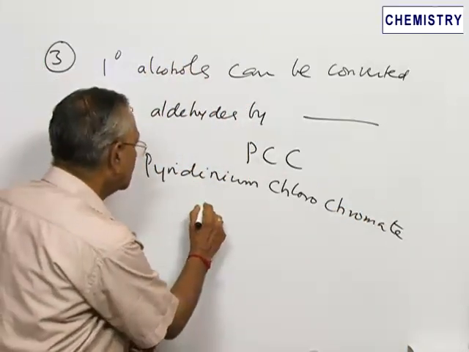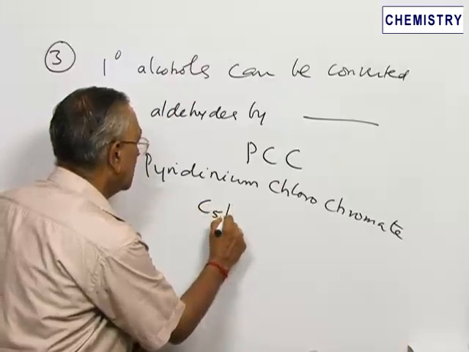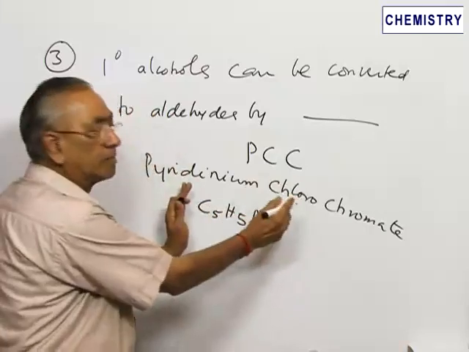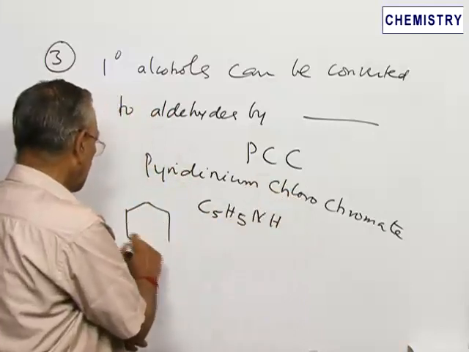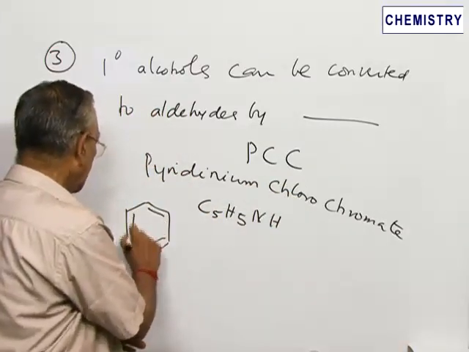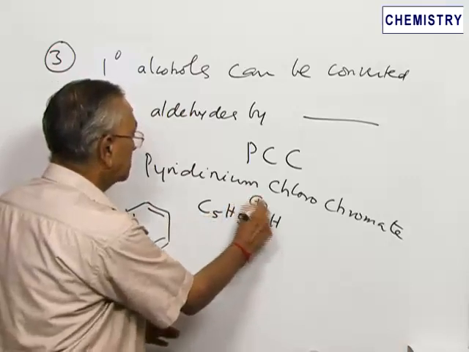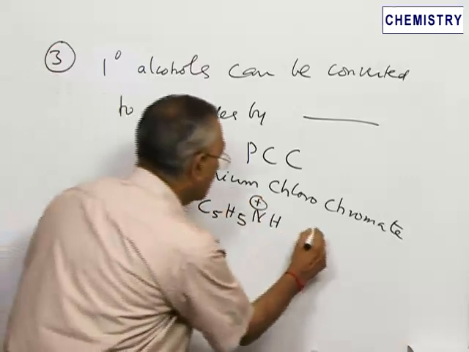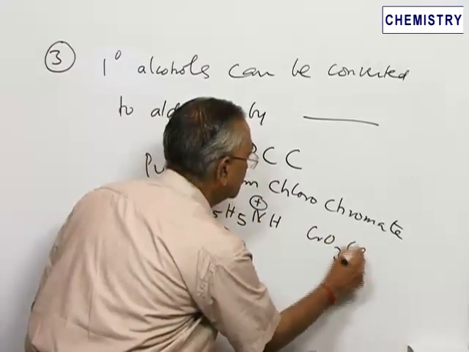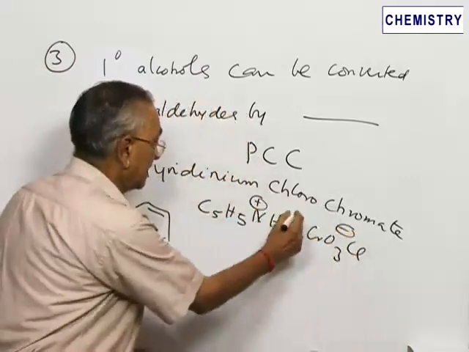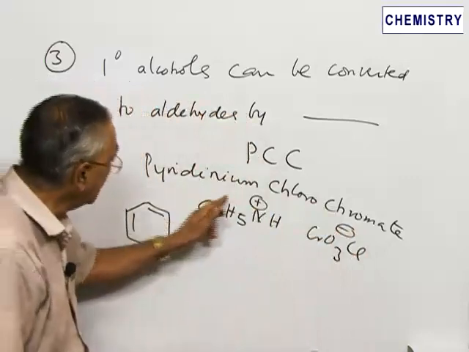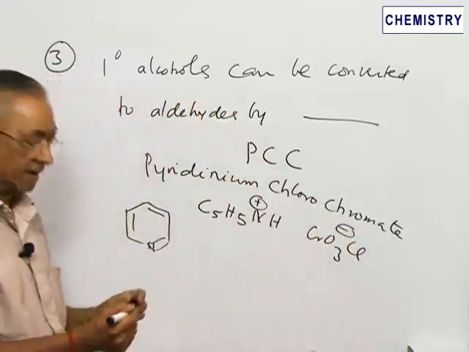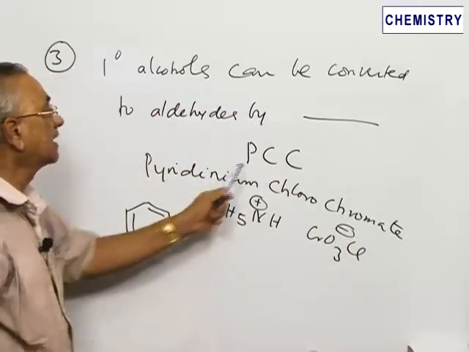Generally, we need not go into the structural details of this compound. The compound is represented by a structure C5H5N, which is part of pyridine. Pyridine ring is this, and this is being protonated. Therefore, it becomes C5H5NH+. And then there is one chlorochromate, which is the counter ion. This is the minus ion for that. Therefore, this is referred to as pyridinium chlorochromate. This is chlorine and this is the chromium part of it. So, this reagent is referred to as PCC.